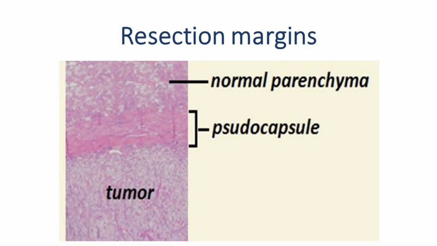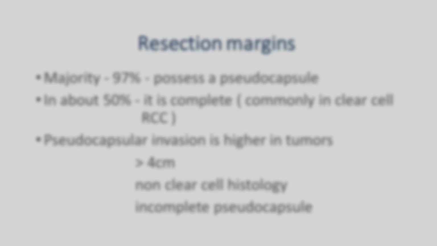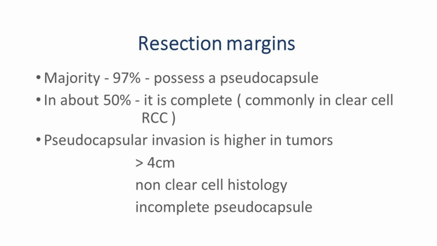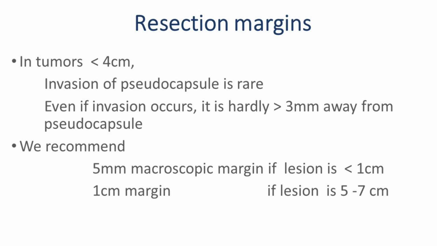Around 97% of renal cancers possess a fibrous pseudocapsule which is devoid of any malignant component. In 60% of instances, this capsule is completely formed around the tumor, especially in clear cell renal cell carcinomas. In non-clear cell renal cell carcinomas, this fibrous capsule is partially present or rarely completely absent. As the tumor grows beyond 2 to 3 centimeters in size, the capsule tends to get breached.